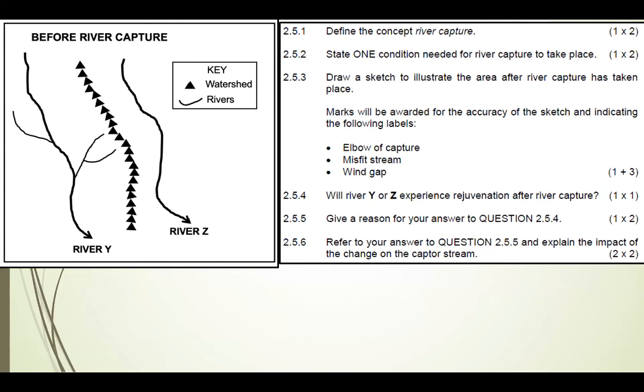State one condition needed for river capture to take place. Number one, one river must have more water than the other. Number two, one river must be flowing on a steeper gradient. Number three, one river must flow on a lower lying area and the other one on a higher lying area. So those are the factors that are going to result in the river capture.